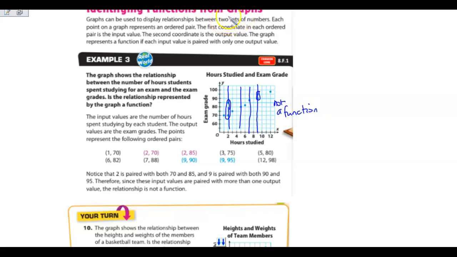If I don't have a graph, I can still look at my x values, and I notice that I have a 2 here and a 2 here, and then I have a 9 here and a 9 here. And because I have a repeat of my x values, I can tell you with this as well, this is not a function because I have a repeat of my x values.